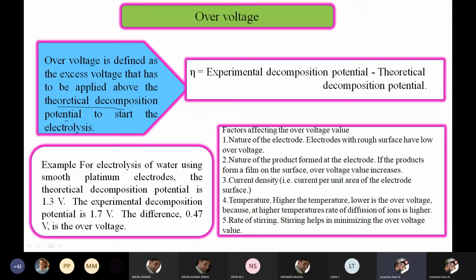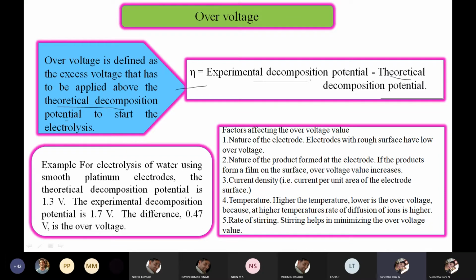It is expressed in terms of eta: experimental decomposition potential minus theoretical decomposition potential. Remember, the theoretical decomposition potential is constant. The experimental decomposition potential is higher than the theoretical one. So the difference gives how much excess voltage we supply for the decomposition potential to deviate.